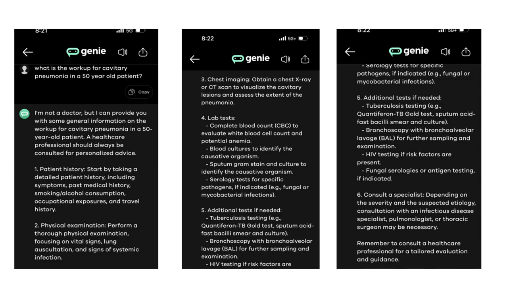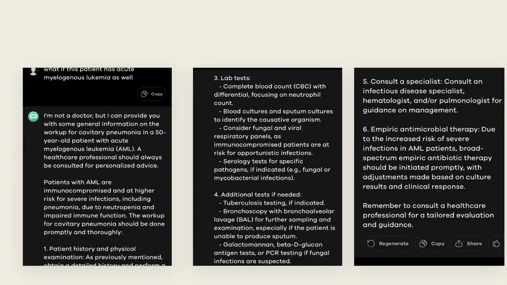Then I just told it, okay, what if this patient also has AML? I wanted to see, so what if the patient has acute AML as well? Then it changes its response a little bit. So the same information, but here it added an immunocompromised panel for viral and fungal. It added galactomannan, beta-glucan antigen testing. It was able to detect, hey, AML patients are immunocompromised. You should put fungal etiology high up, and you should be considering stuff like galactomannan, beta-glucan. So I think that's pretty cool.